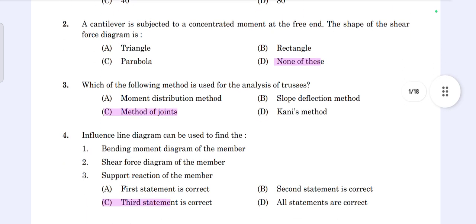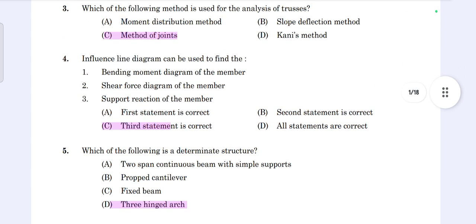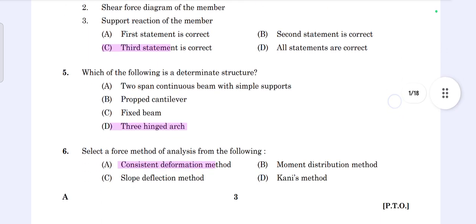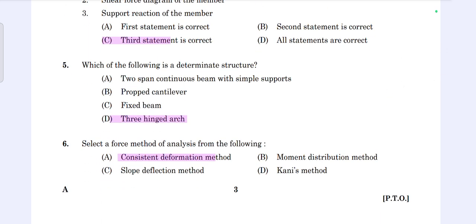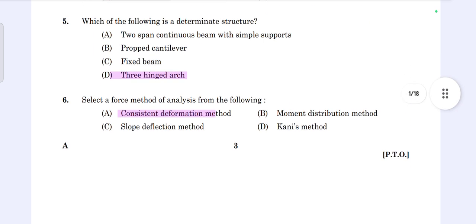Which of the following methods is used for analysis of trusses? Method of joints. Influence line diagram can be used to find the support reaction of the member. Third statement is correct is the answer. Which of the following is a determinate structure? 3-hinged arch. Select a force method of analysis from the following. Consistent deformation method.